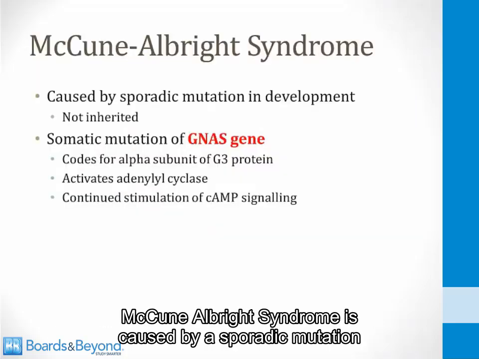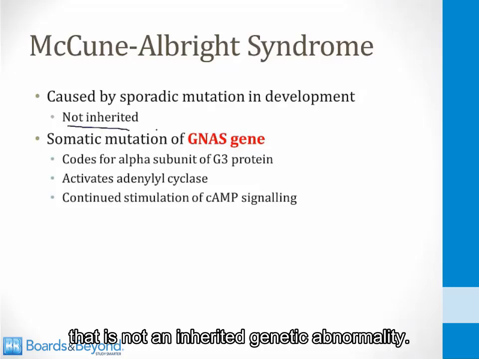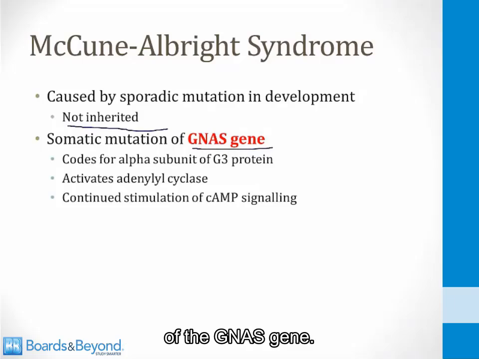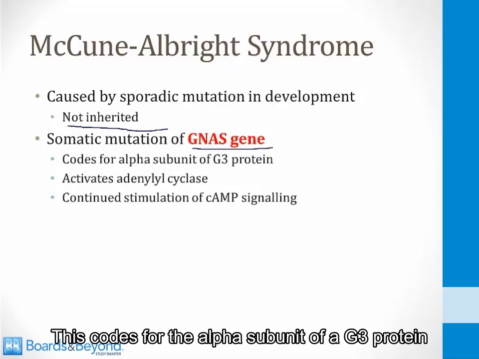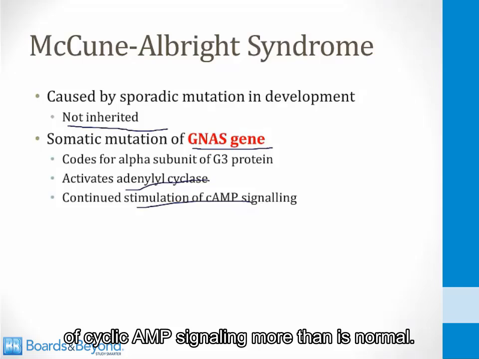McCune-Albright syndrome is caused by a sporadic mutation that occurs during development of the child. It is not an inherited genetic abnormality. The mutation that occurs is a somatic mutation of the GNAS gene. This codes for the alpha subunit of a G3 protein that activates adenyl cyclase, and when this gene is abnormal, it leads to continued stimulation of cyclic AMP signaling more than is normal.